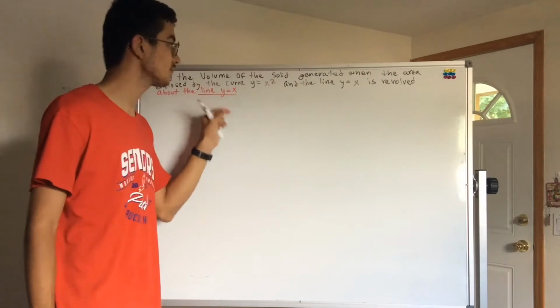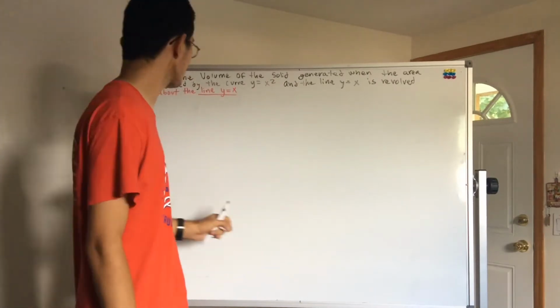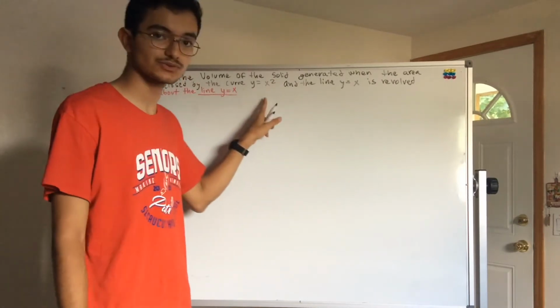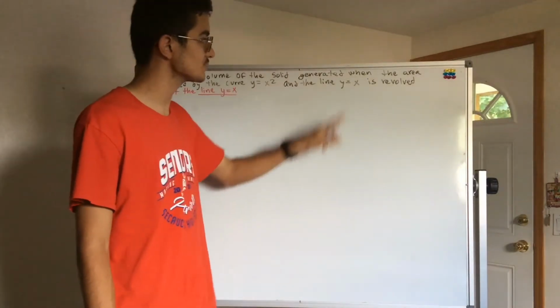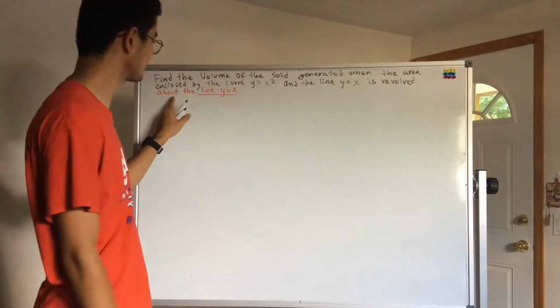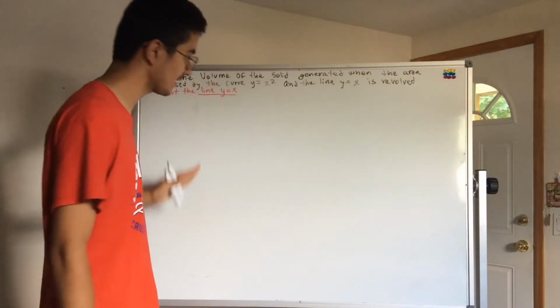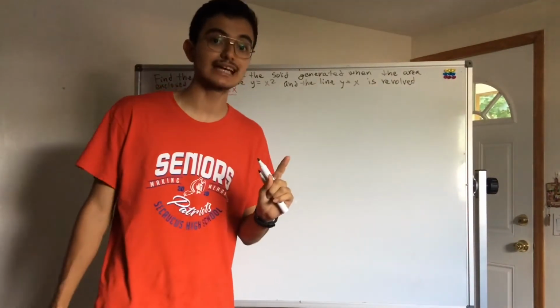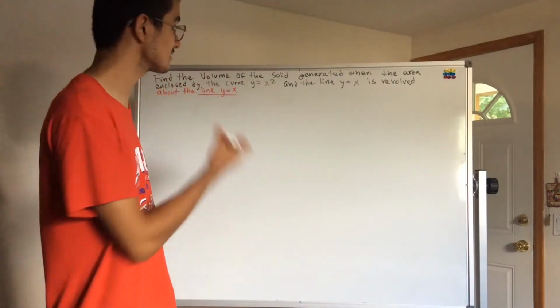We're going to find the volume of the solid generated when the area enclosed by the curve y equals x squared and the line y equals x is revolved about the line y equals x. Okay, very important: it's revolved about the line y equals x, not the x-axis.